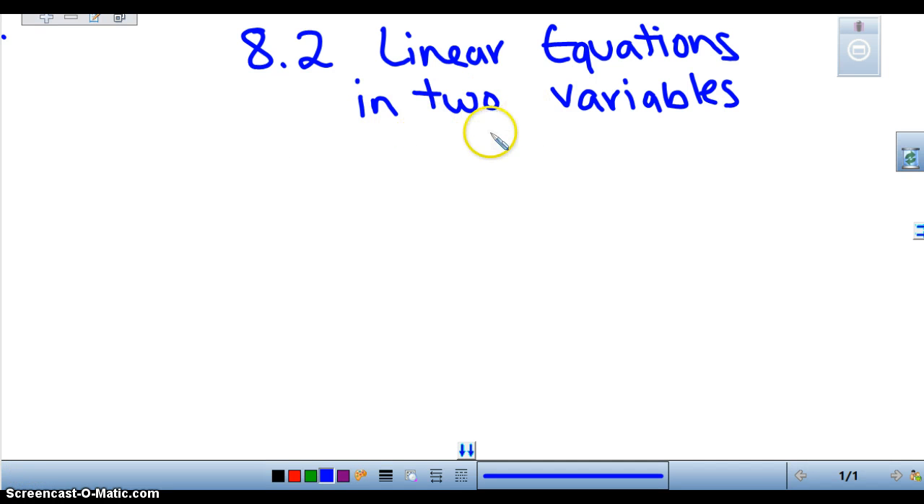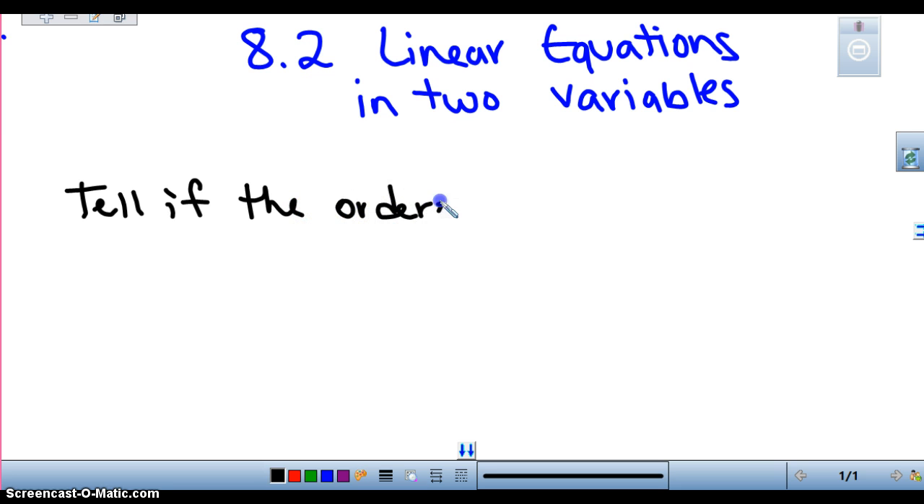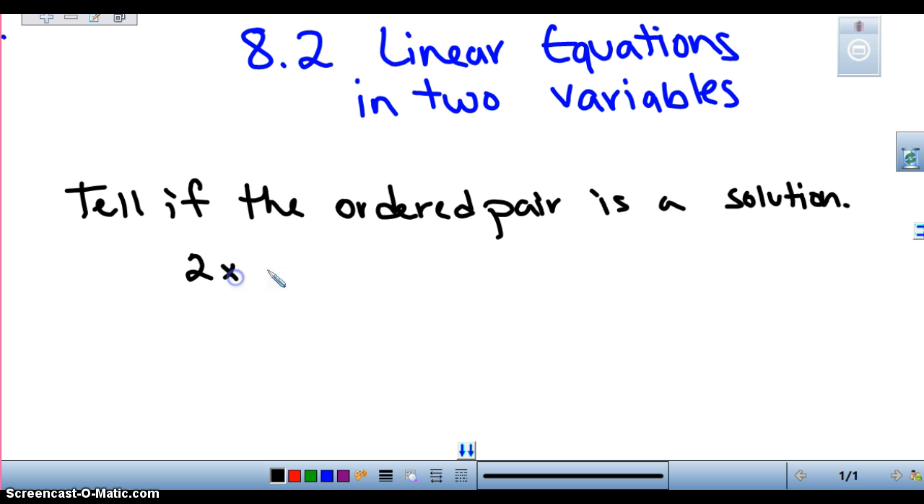So today we're talking about linear equations in two variables. For example, we have to tell whether the ordered pair is a solution. You're given the equation in two variables, 2x minus y equals 5, and you're given the ordered pair 1, negative 3. Tell if the ordered pair is a solution.